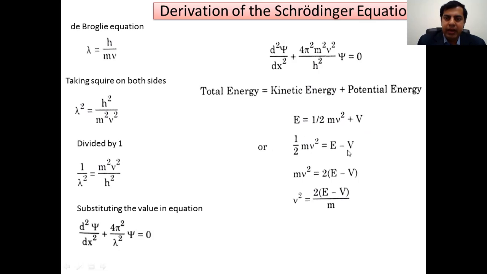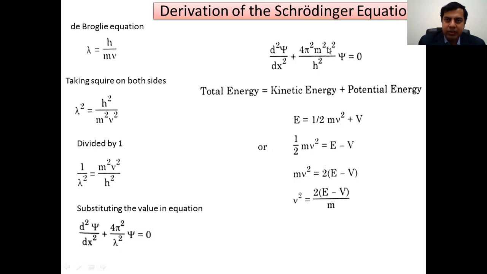So this will become minus when you move to the right hand side. Half mv square will be equal to E minus V, and further we divide by half, and when you move it to the right hand side, it will multiply with E minus V. So you must remember this 2 multiplies both E and V, that's why it is written in a bracket. If you do not write it, then it will only multiply with the E. Then this m will divide, so this is the value of v square.